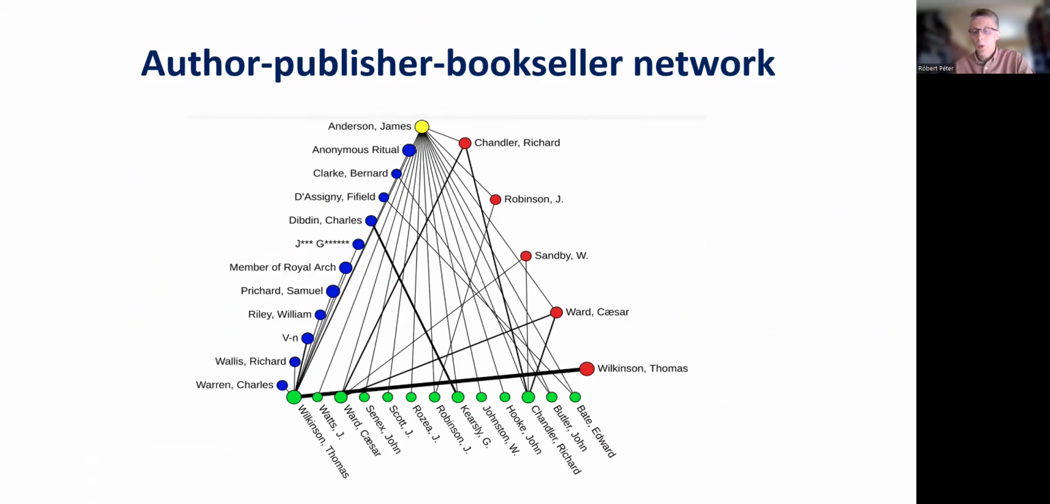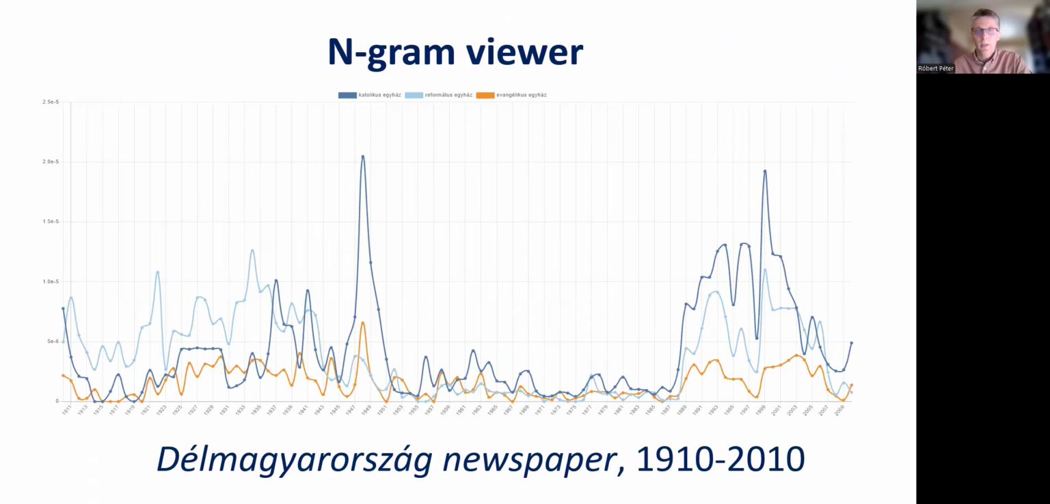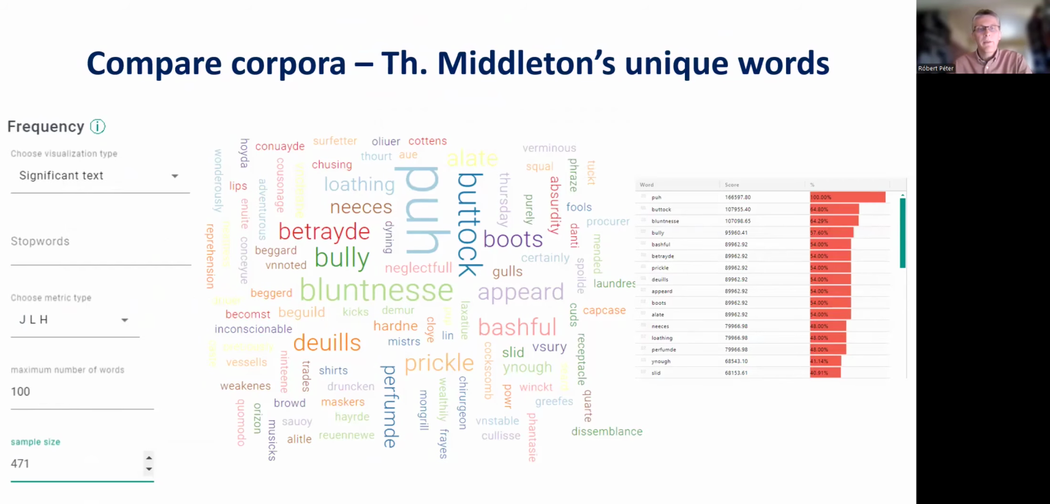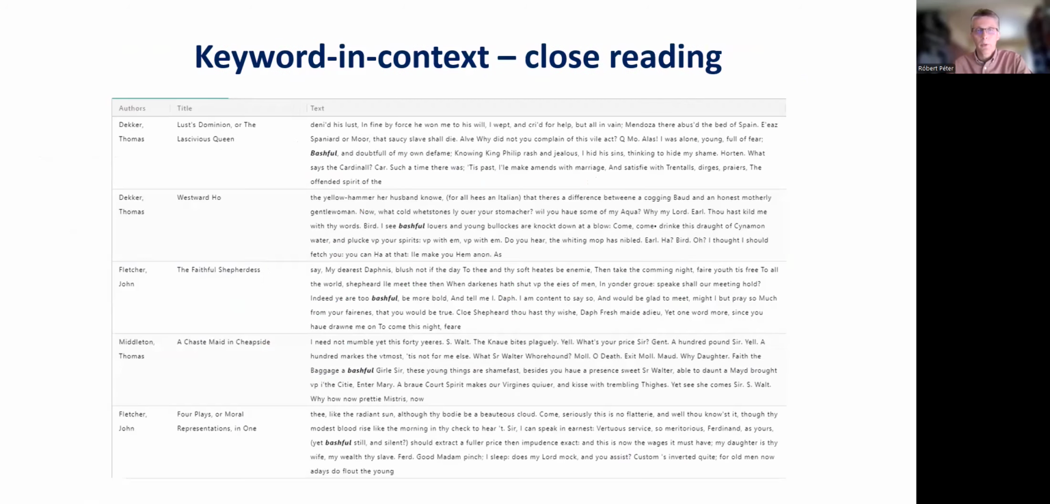The network example shows connections among authors, publishers, and booksellers, so the tool supports the study of literary and cultural networks as well. The N-gram viewer helps trace long-term changes in word usage, as you can see in this long-running Hungarian newspaper. avobmat can also identify unique, significant words of a given subcorpus compared to the text of the entire corpus. Here you can see the significant words of Thomas Middleton in an English drama corpus.